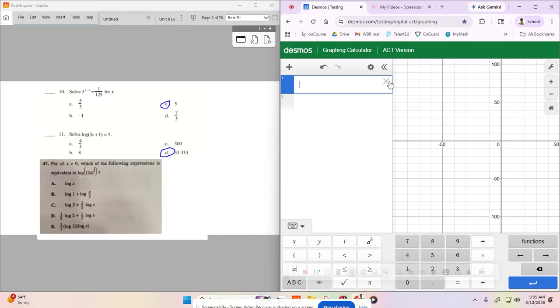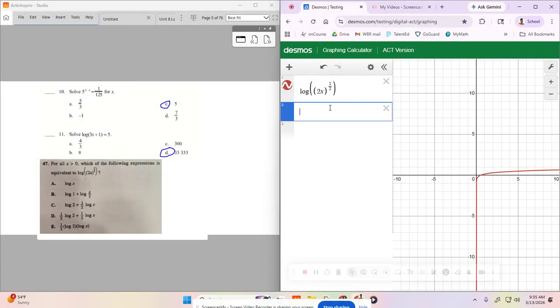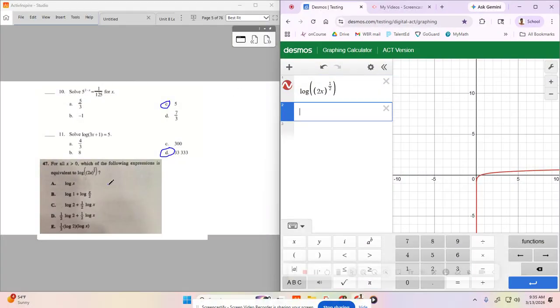For all x greater than 0, which of the following expressions is equal to log, open a parentheses, put a new parentheses, 2x, close that, raise it to the 1/2 power. I see this graph right here, and I'm looking for the one that matches. Log x is not the same graph. Log 1 plus log x over 2, still not the same graph.